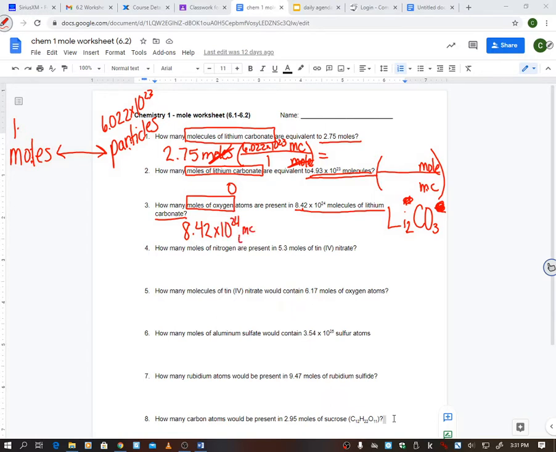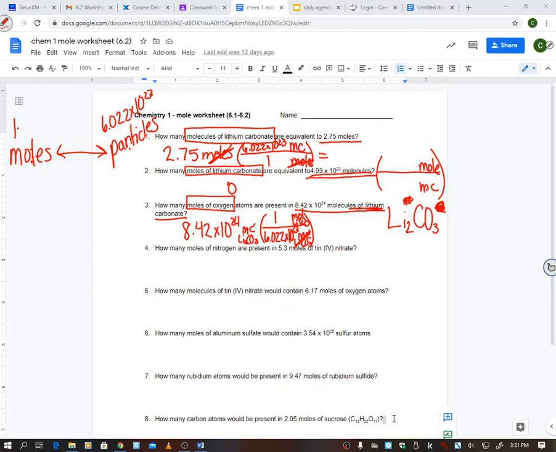I'm going to put Li2CO3 so you guys know exactly what I'm doing here. So here I'm going to put molecules of lithium carbonate, and I have to get to moles of lithium carbonate. The only time I can switch from an entire substance to just a piece of it, I have to get into moles first. So that's what I'm doing here. So 1 mole is 6.022 times 10 to the 23rd.